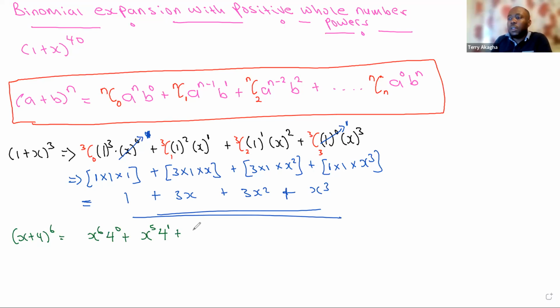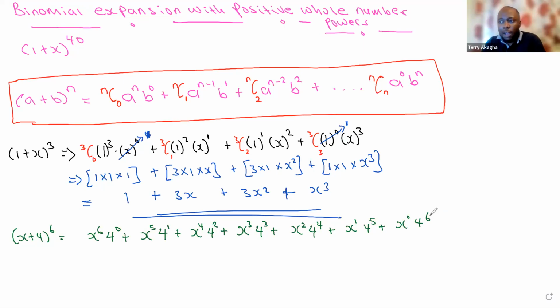Plus, same thing, X to the power 4 and 4 to the power 2, plus X to the power 3 and 4 to the power 3, plus X to the power 2 and 4 to the power 4. I beg your pardon, because the other one has to keep on decreasing. So let's give it plus X to the power 1 and 4 raised to the power 5, plus X to the power 0 and 4 to the power 6.